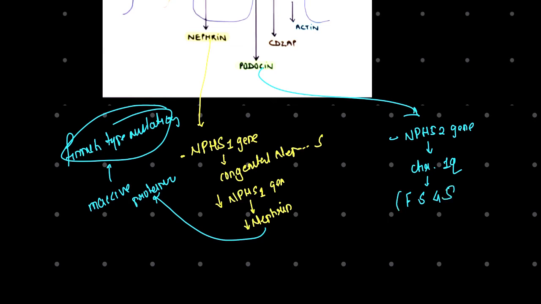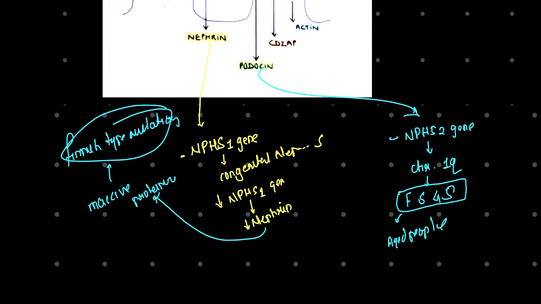glomerulosclerosis. Now what is this? We'll have a separate lecture on this focal segmental glomerulosclerosis. This focal segmental glomerulosclerosis is one example of nephrotic syndrome, and it will be found in aged people, right? Aged people.